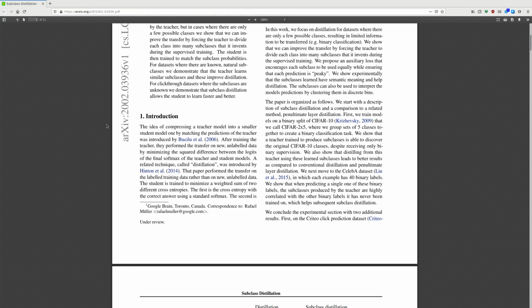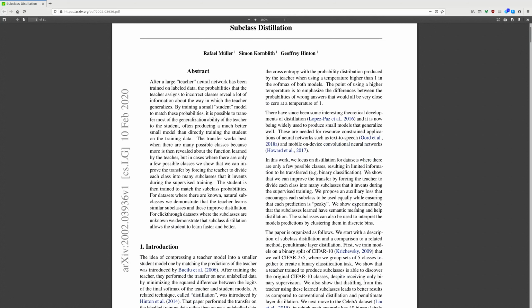A related technique called distillation was introduced by Hinton in 2014. That paper performed the transfer on the labeled training data rather than on new unlabeled data. The student is trained to minimize a weighted sum of two different cross entropies. First is the cross entropy with the correct answer using the standard softmax. The second is the cross entropy with the probability distribution produced by the teacher when using a temperature higher than 1 in the softmax of both models.